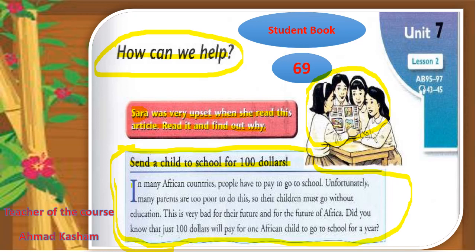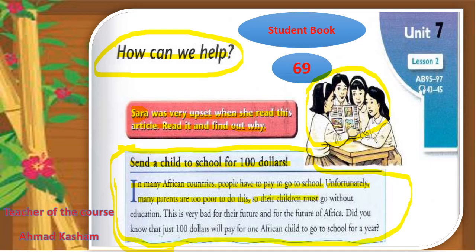Now, in many African countries, people have to pay to go to school. So, to go to school, it's not free. You have to pay money. Unfortunately, means in Arabic لسوء الحظ. Many parents are too poor to do this. Now, poor means فقير. So many parents are poor.